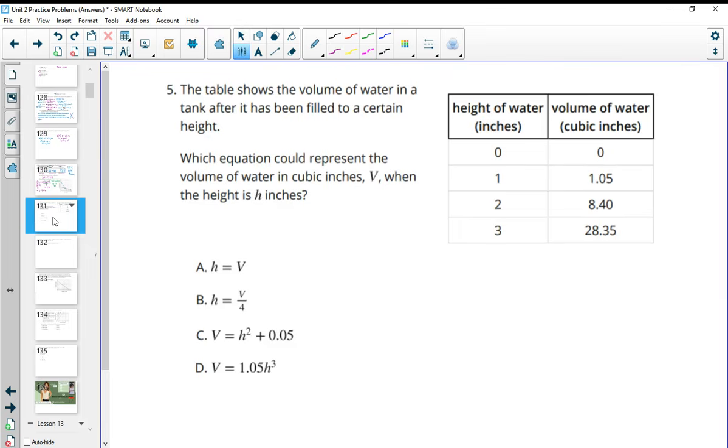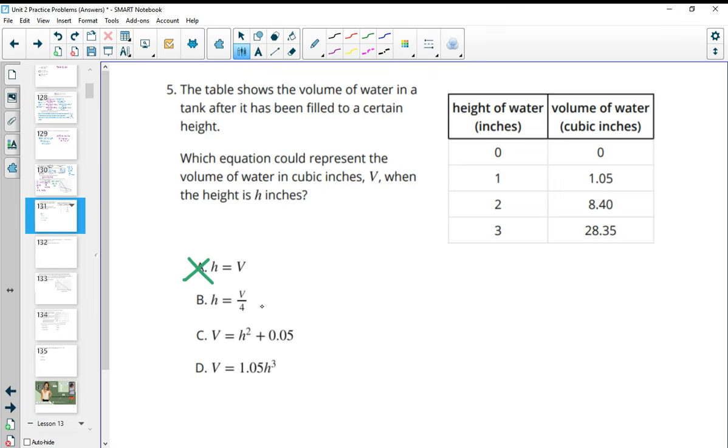Number 5, the table shows the volume of water in a tank after it's been filled to a certain height. Which equation could represent the volume of the water in cubic inches, V, when the height is H inches? They give us this table, and we just want to plug them into this formula. So does the height equal the volume? Only in this first case. Otherwise, 1 doesn't equal 1.05, 2 doesn't equal 8.4, so this one doesn't work.